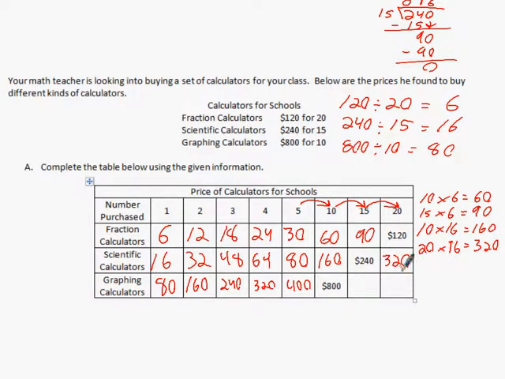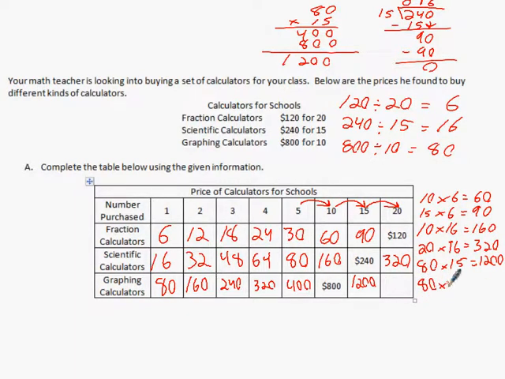And last but not least, graphing calculators. So 80 times 15, that's not one I can do in my head. 80 times 15, multiply, 5 times 0 is 0, 5 times 8 is 40, then 0, 0, 8, $1,200. And then the last one, 80 times 20, well, it's 16 with 2 zeros, so 1,600. So that is how you fill in a rate table. You use some multiplication, you count by some patterns. Just know that every time it jumps, you have to multiply.